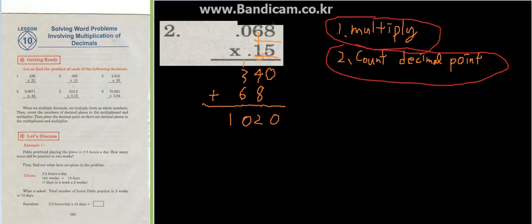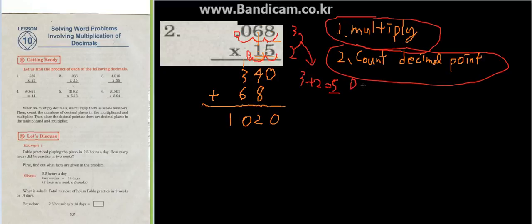There are two numbers in this multiplication. In the number above, there are 3 decimal places: 1, 2, 3, there's a point. In the second number, the number below, there are 2 decimal places. If we add these two, it is 3 plus 2, which is 5 decimal places.